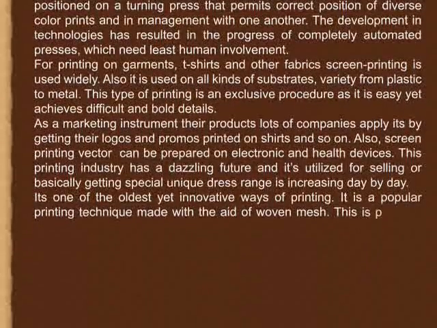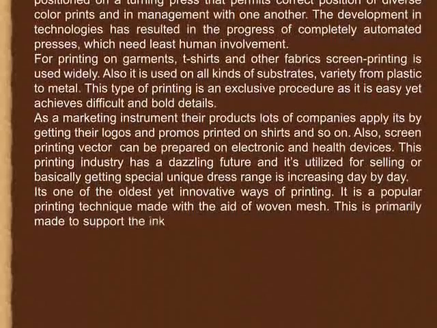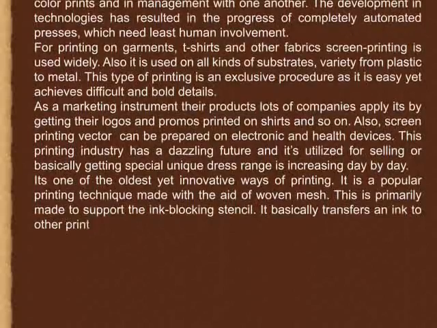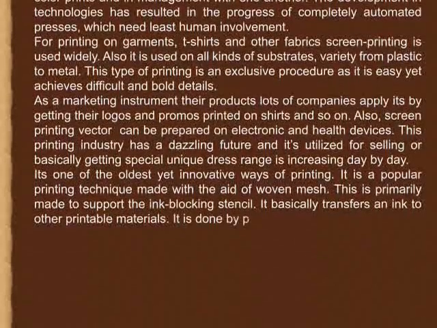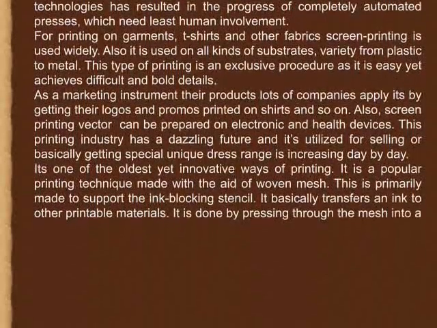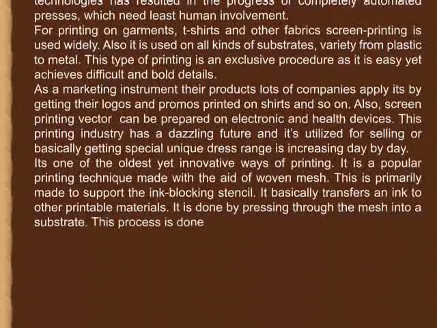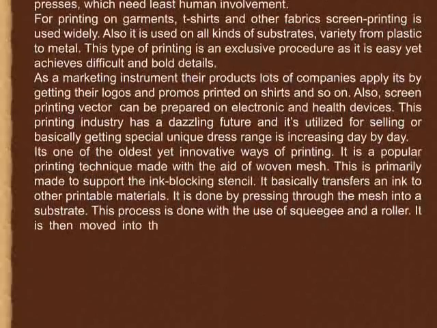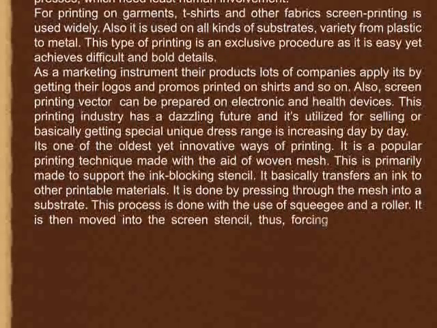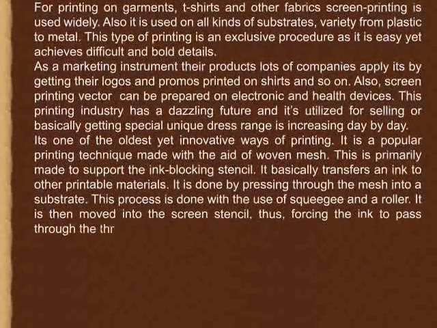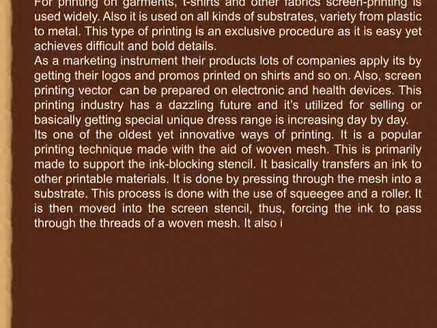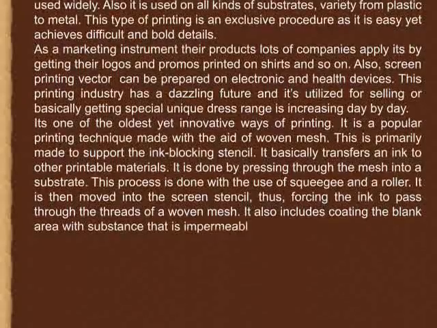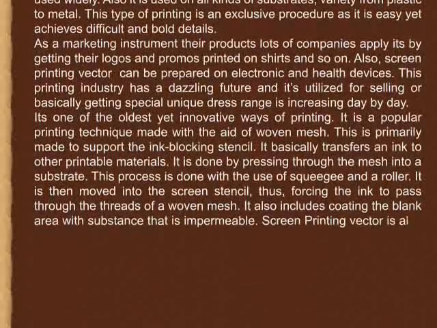It is a popular printing technique made with the aid of woven mesh. This is primarily made to support the ink blocking stencil. It basically transfers ink to other printable materials. It is done by pressing ink through the mesh into a substrate. This process is done with the use of a squeegee and a roller. It is then moved across the screen stencil, thus forcing the ink to pass through the threads of a woven mesh. It also includes cutting the blank area with a substance that is impermeable.